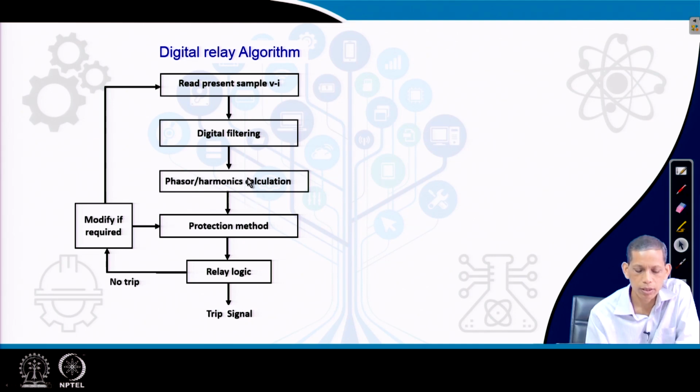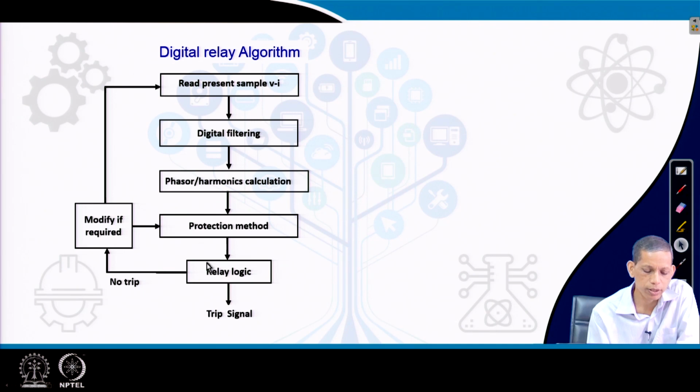And then, after obtaining all the different components of the signal, the relay applies its protection principle, like the overcurrent principle, differential principle, or distance relay and so on. Then in that protection method, it finds whether the fault is inside the zone or not, and if it is, it provides the trip signal to the circuit breaker for tripping, or it can communicate to other relays in the substation.